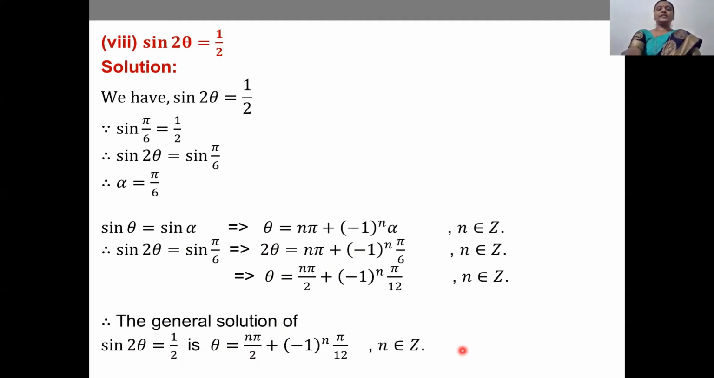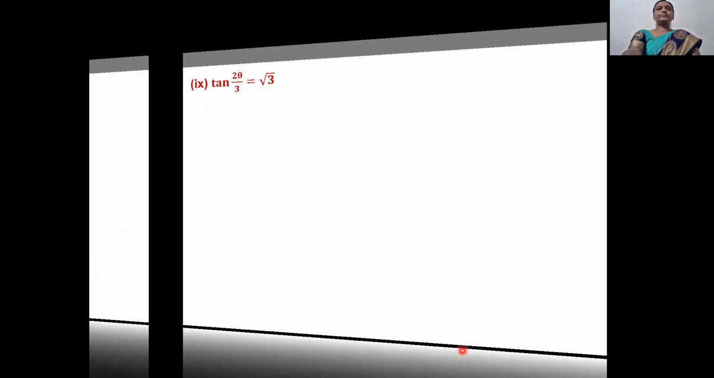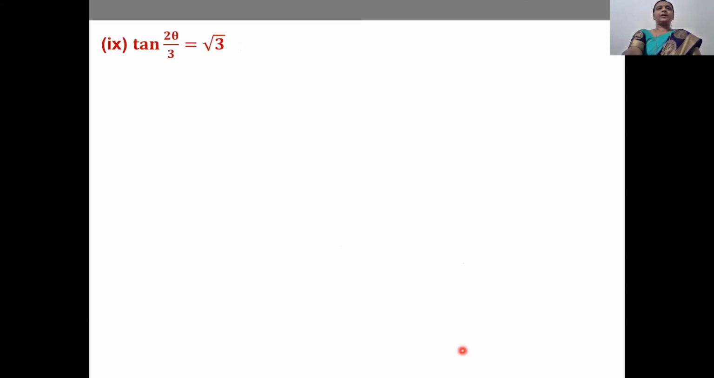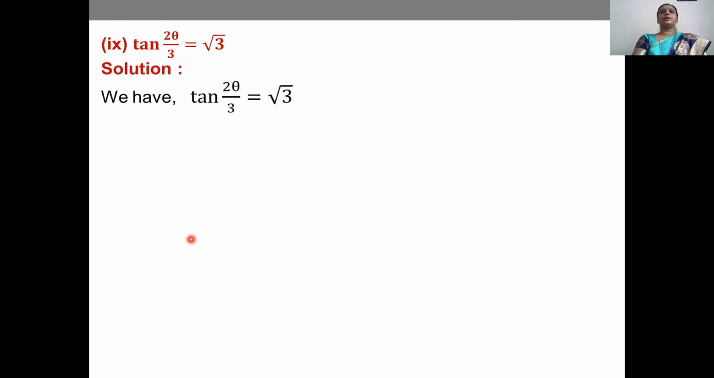Now let's consider the next example. tan(2θ/3) = √3. In the solution, you write down we have tan(2θ/3) = √3. In the table 0 to 90 degrees, we know that at the value of π/3, tan has the value √3. Therefore, write down tan π/3 = √3. Now compare these two equations. Comparing these two equations, we will get tan(2θ/3) = tan π/3.